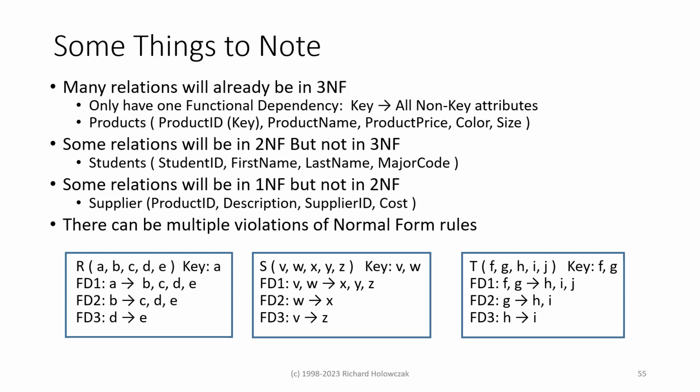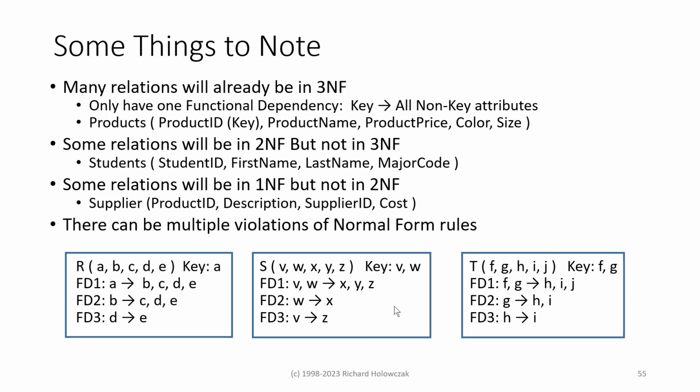Other thing to keep in mind is that there can be multiple violations of the normal form rules. For example, relation R over here, it has a single attribute as the key, which is A, but notice B determining C, D, and E. What kind of a violation is that? That is a transitive dependency. And within that, D determining E is another transitive dependency. So we can have more than one transitive dependency in our relation.